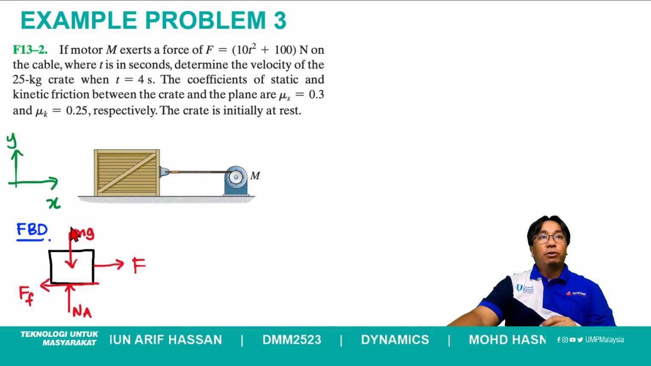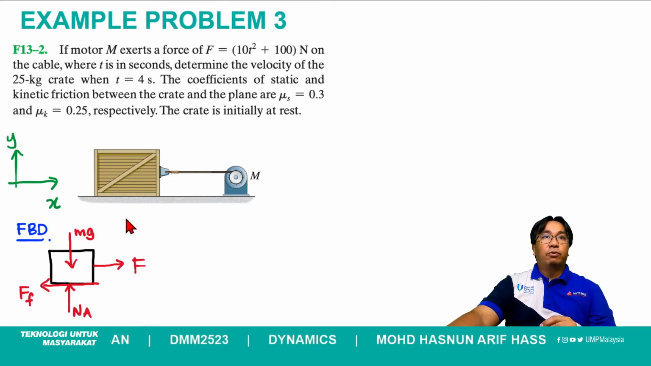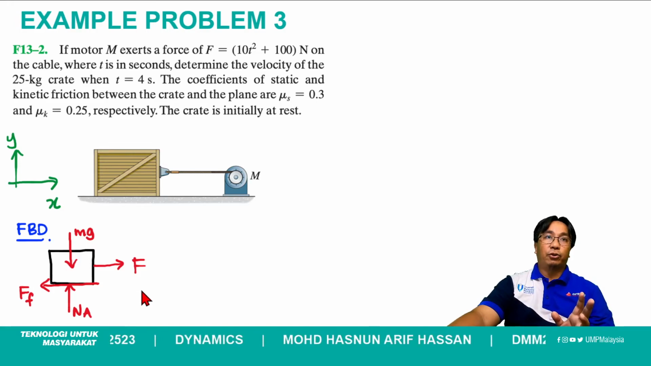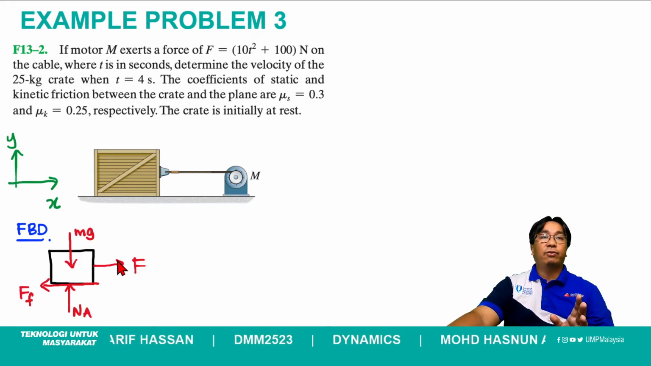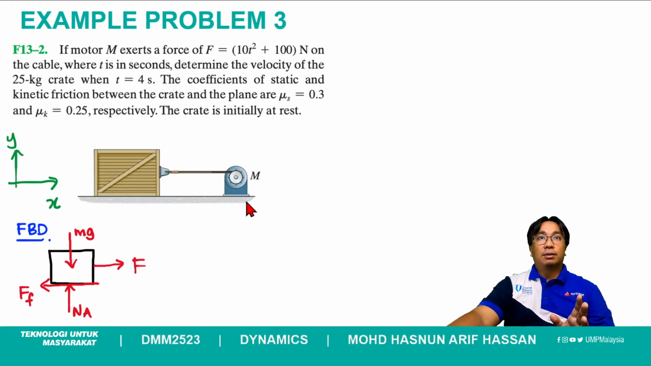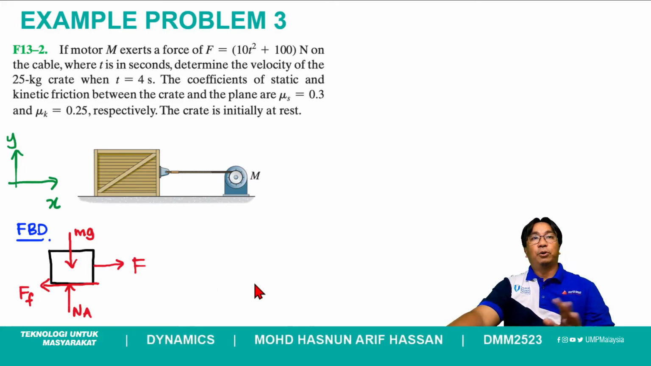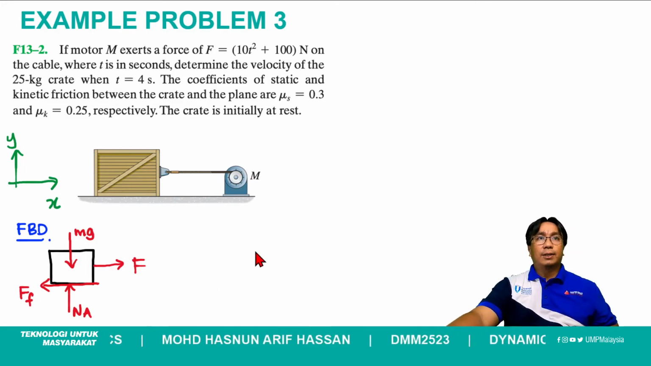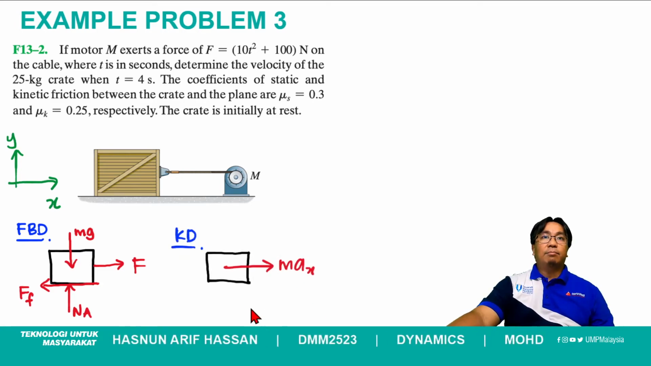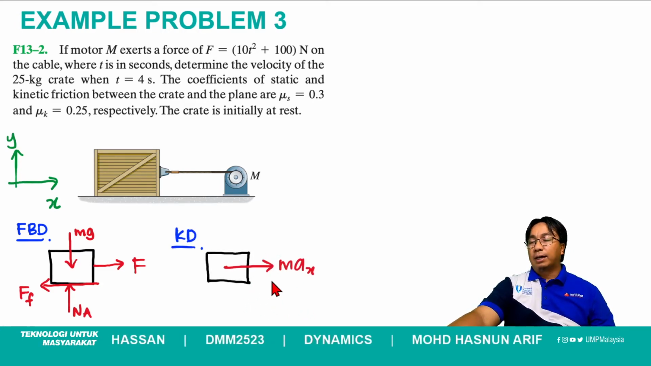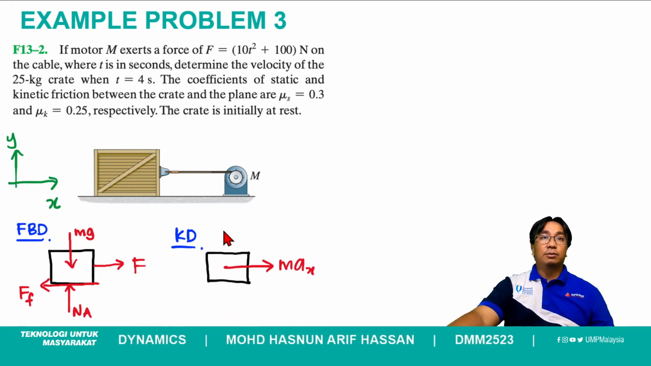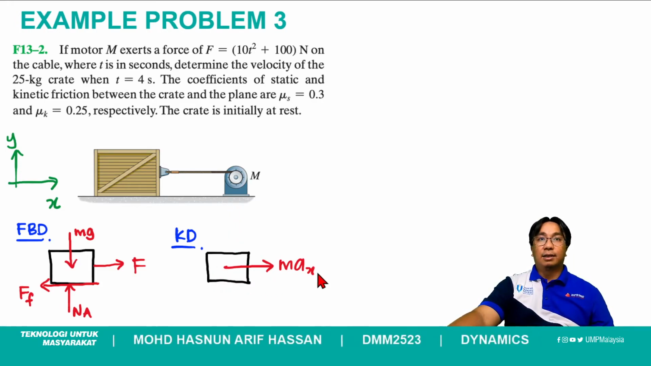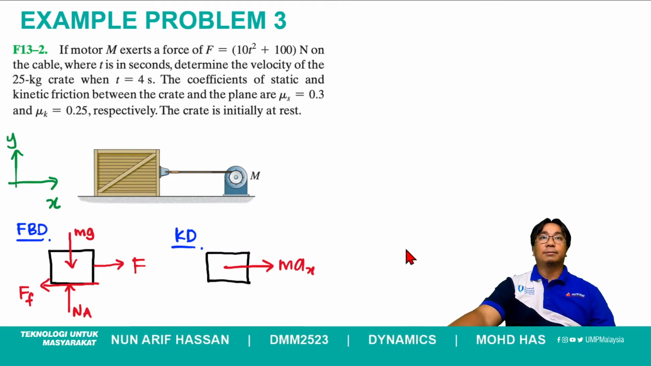Okay, then we draw the free body diagram. The free body diagram has four forces as usual. Weight is pointing down, normal is pointing up, there is friction to the left, and there is force by the motor pointing to the right. The kinetic diagram has only one arrow, max, because we know the box is not moving in the y-axis. There is only motion in the x-axis.